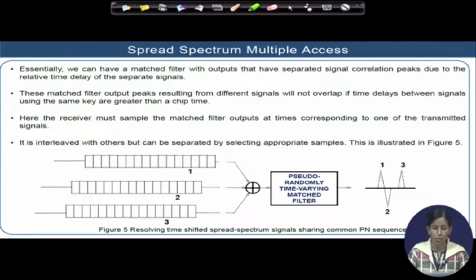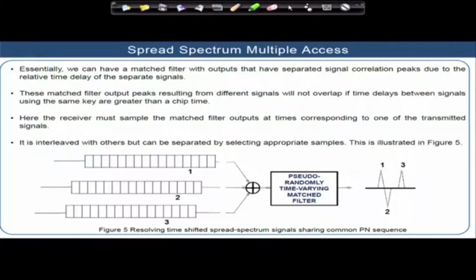If you have alignment within a chip duration only, then the problem of interference will come into the picture, with two users transmitting using the same frequency, same code, and same time.